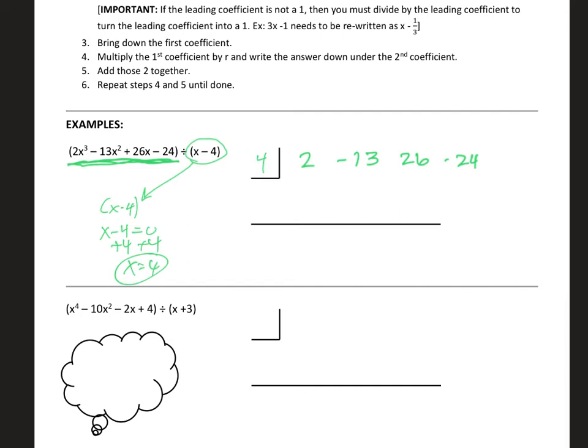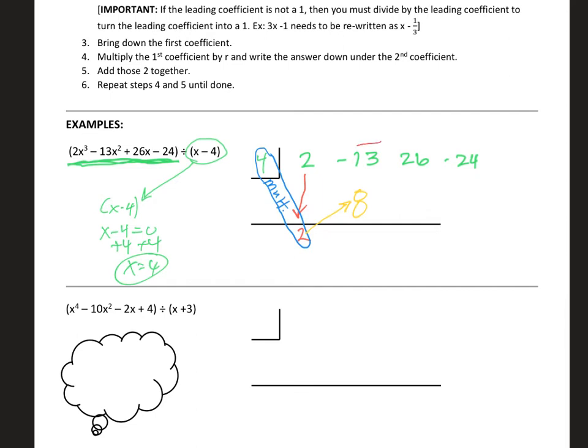After that solution goes in that box, we are next going to bring down the first coefficient under the line. Okay, so that was a 2. So 2 goes below the line. Okay, after that, I am then going to multiply these two guys right here. Okay, when I multiply 4 and 2 together, I get 8. Okay, and 8 is going to wind up right underneath the second coefficient. After I bring that 8 up, I'm now going to add these two together.